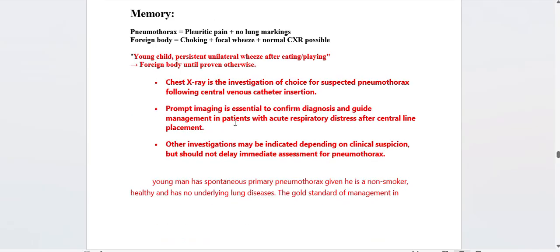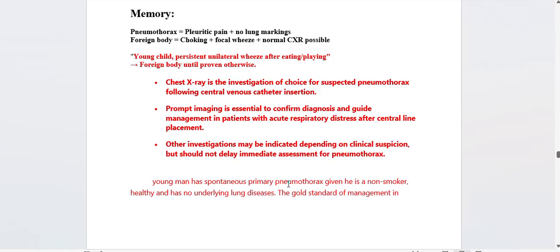Okay, so it's an e-medici question. Chest X-ray is the investigation of choice for suspected pneumothorax following central venous catheter insertion. Remember that. Prompt imaging is essential to confirm diagnosis and guide management in a patient with acute respiratory distress after central line placement. Other investigations may be indicated depending on clinical suspicion but should not delay immediate assessment for pneumothorax.